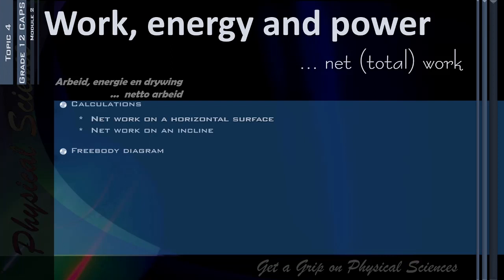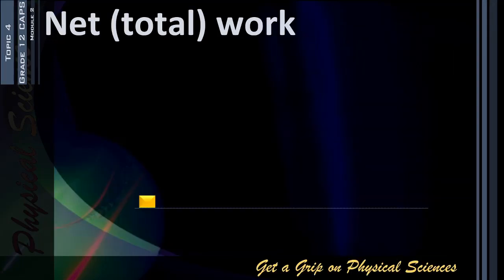And then briefly we will have to just do a little bit of revision on free body diagrams that you've done in grade 11. We will consider two situations, and the first situation is where an applied force at an angle acts on an object and causes a displacement of delta x for the object.